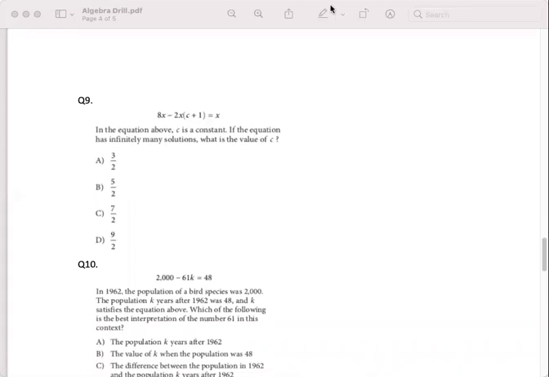Question 9. In the equation above, C is a constant. If the equation has infinitely many solutions, what is the value of C? Okay, so if it has infinitely many solutions, it basically means that it's true for all values of x, right? So 8x minus 2x times (C plus 1) is x. So basically x is immaterial, right?